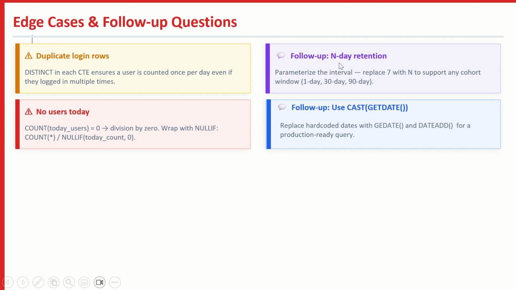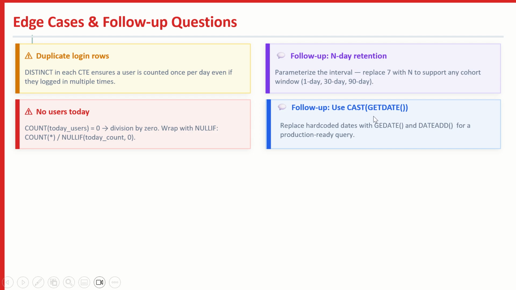Follow up: N-day retention. As I mentioned at the start of the problem, we can have any window, any time frame where we can be asked this question. Replace 7 with n to support any cohort window: 1 day, 30 day, 90 day, 6 months, whatever.